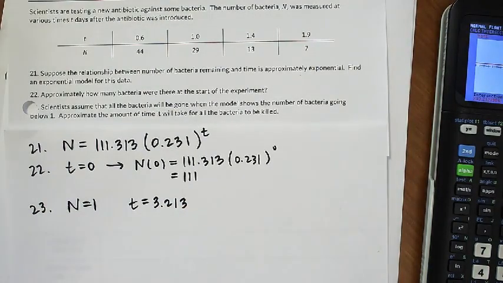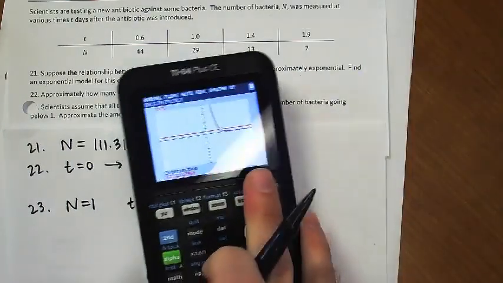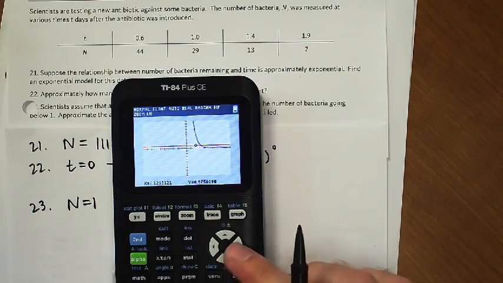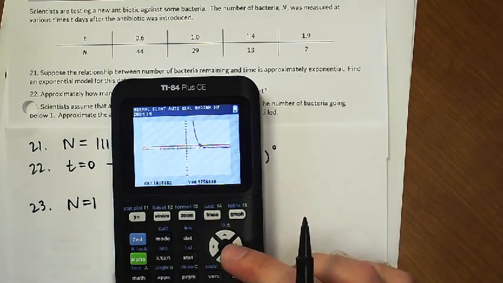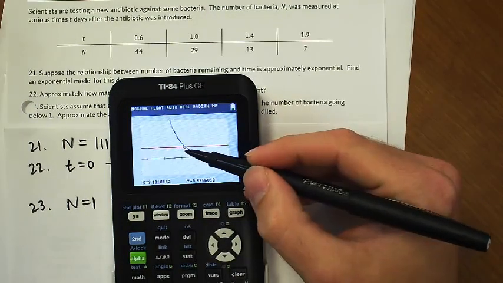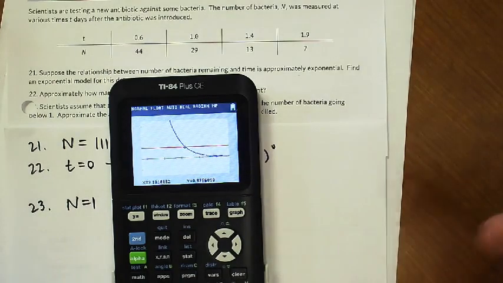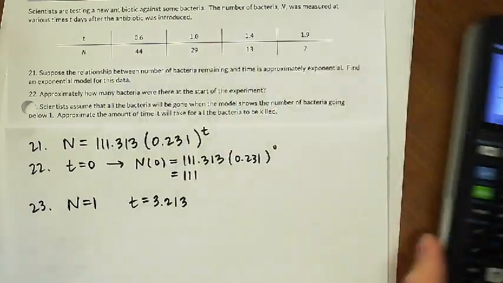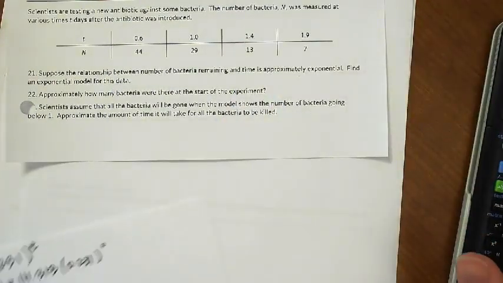And that'll be the amount of time it will take for all the bacteria to be killed, because at this point, we zoom in on that situation right there. After this time here, the bacteria went below 1, and if there's less than 1, I guess that means there's none left. Okay. All right, on the back.